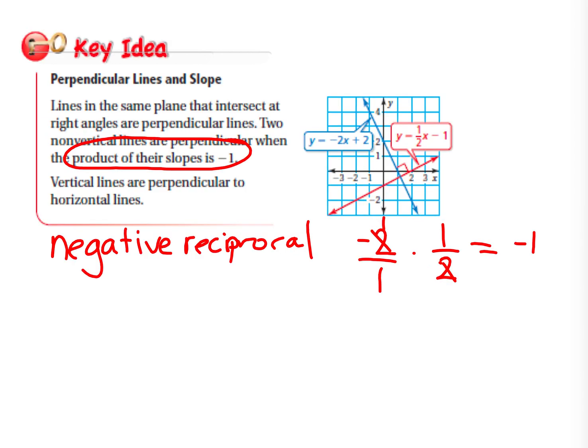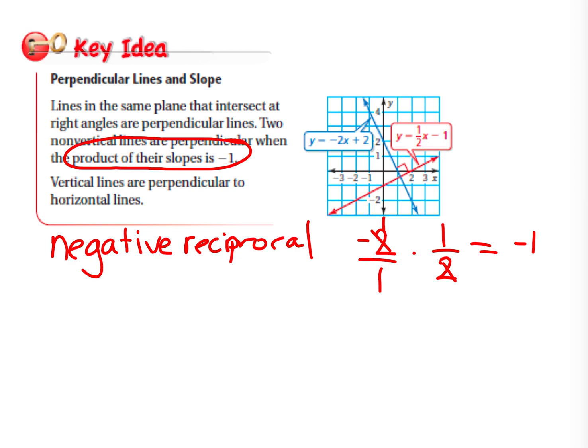Perpendicular is kind of the opposite there. So perpendicular lines are ones that intersect at right angles. And it says 2 non-vertical lines are perpendicular when the product of their slopes is -1. That's called the negative reciprocal. We talked about reciprocals when we did fraction division and we did keep, change, flip. And we said when we flip the fraction, that's the reciprocal.